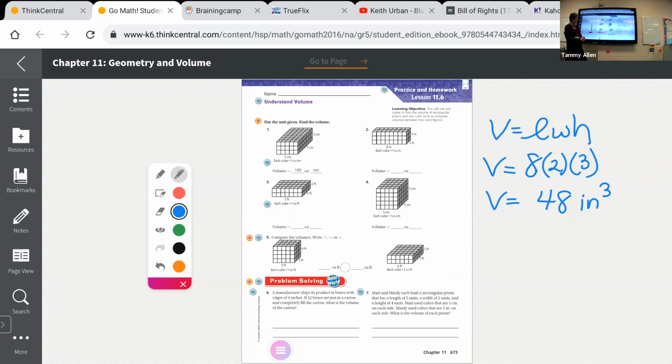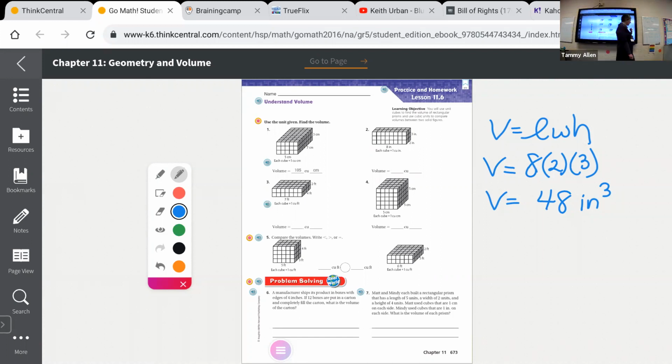Number 4, what did you find the volume to be? 100 what? Cubic centimeters. Number 5. This had a volume of what? Dante? The one on the left had a volume of what? 60 cubic feet. The one on the right had a volume of what? 60 cubic feet. Therefore, they are equal.